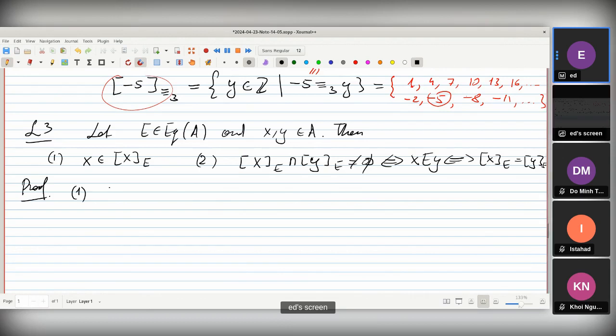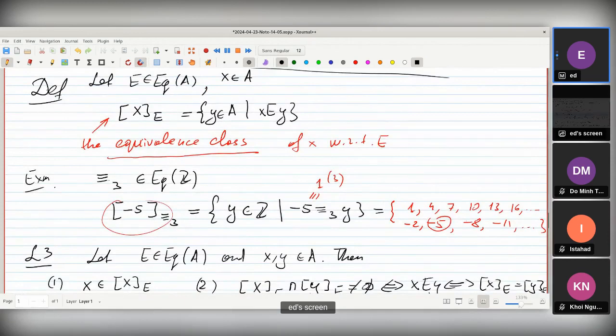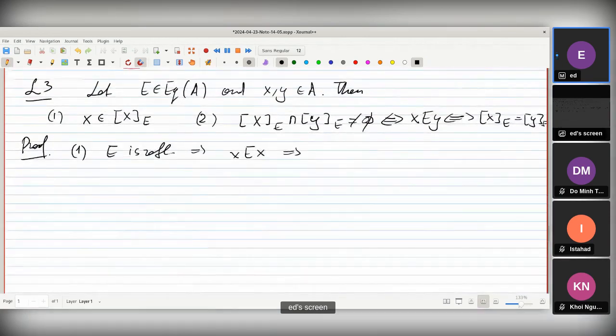For the first one, we have that E is reflexive, hence X E X. So we see that X clearly belongs to its equivalence class. I will generally skip this subscript E, because we have no other binary relation in our context. So this is quite clear. For the second one, okay.